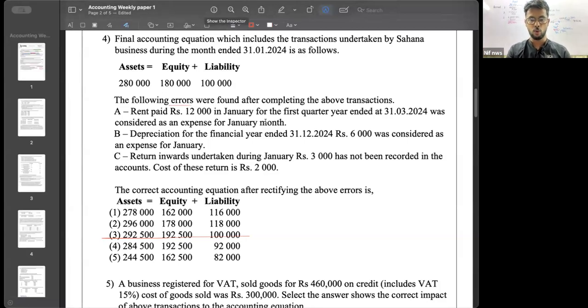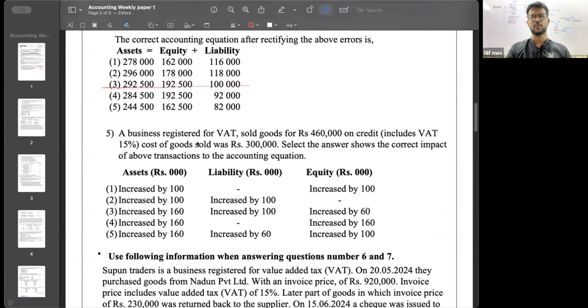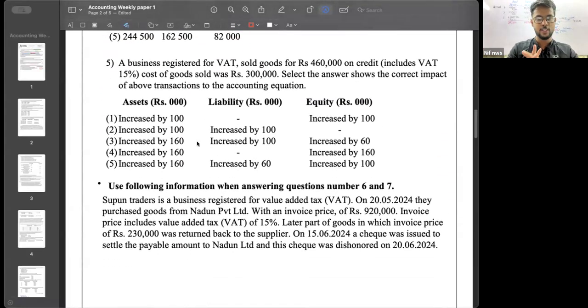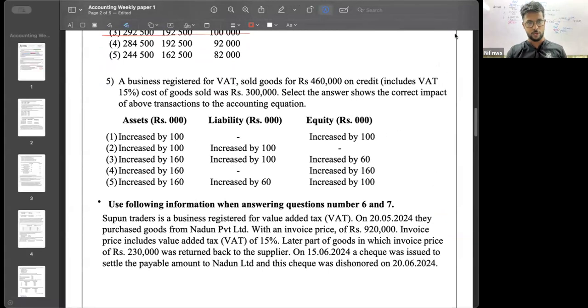So let's move on to question number 5. Again, this question is going to be a pretty easy one, I must say. A business registered for VAT sold goods for 460,000 on credit, includes VAT 15%. Cost of goods sold was 300,000. Select the answer that shows the correct impact of the above transaction to the accounting equation.